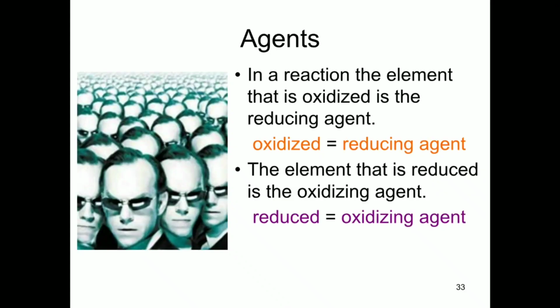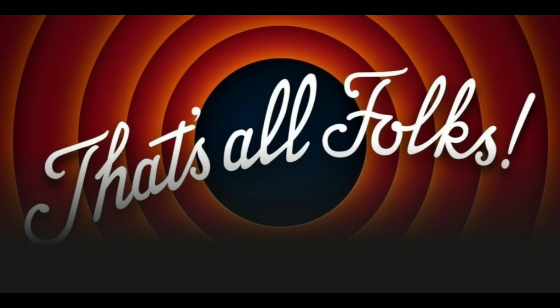One thing to know about redox is not only do we have the species that's oxidized or reduced, but there's another terminology called the agent. So the species that is oxidized is sometimes referred to as the reducing agent, and the species that is reduced is sometimes referred to as the oxidizing agent, because these items cause the reverse process.